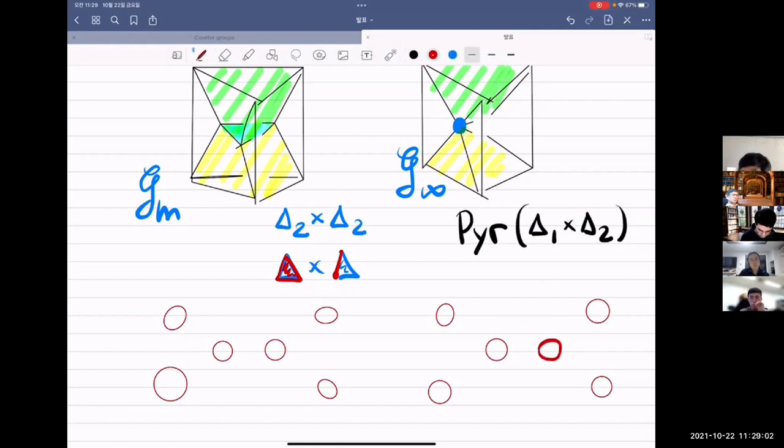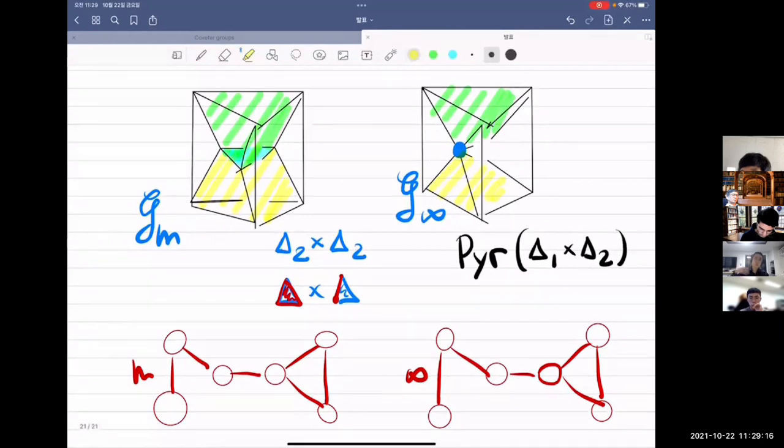So this will be the picture. Here I give the M, and this is infinity. This green facet corresponds to this vertex of the Coxeter diagram, and this green facet corresponds to this vertex of the Coxeter diagram, and similarly this vertex corresponds to this facet, and this vertex corresponds to this facet.